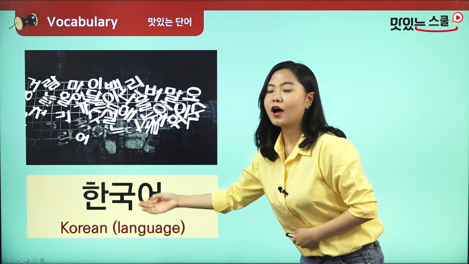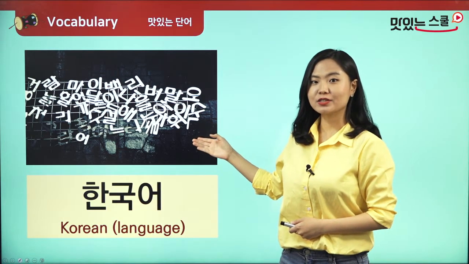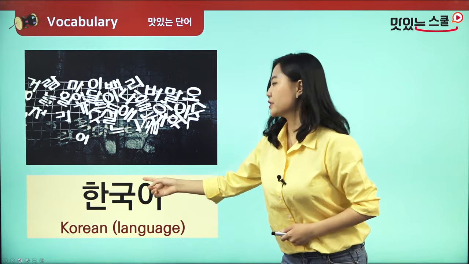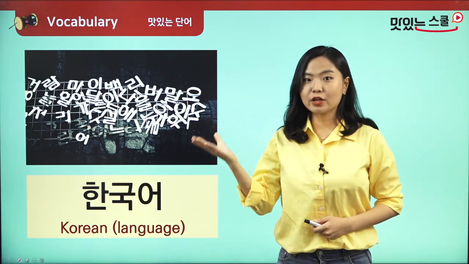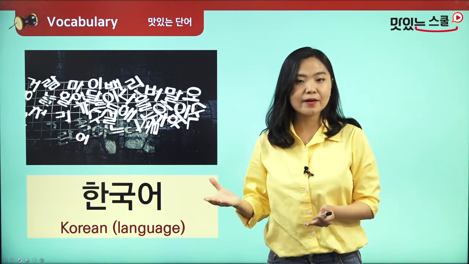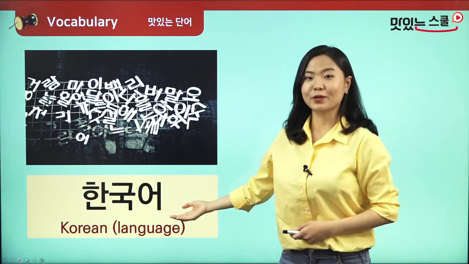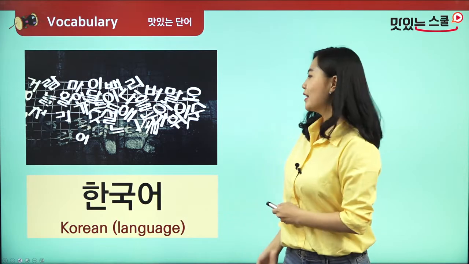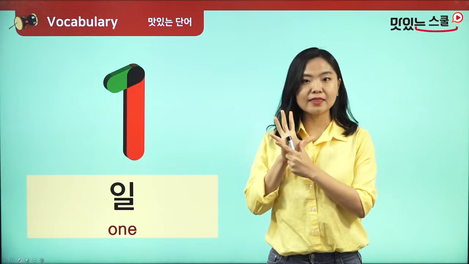And the next word we have is 한국어. 한국어 means Korean language. Before, we learned how to say 한국, the country. So 한국 is country. 한국 사람 was Korean. And this time 한국어 is Korean language. Today we are going to learn numbers 1 to 10.